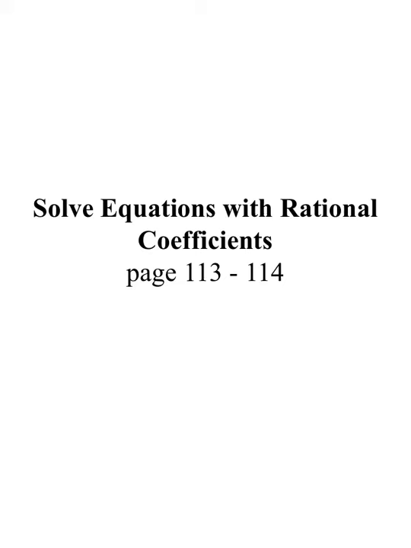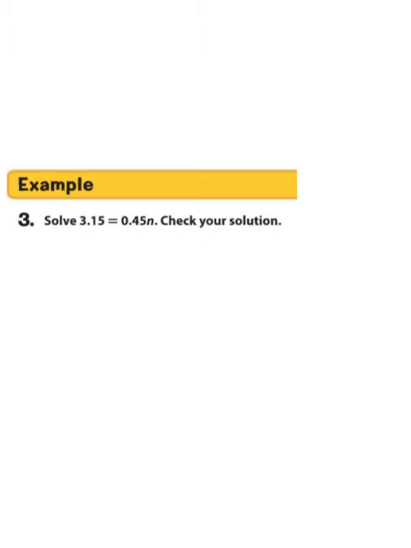All right, solving equations with rational coefficients. Now we're going to go ahead and work on examples 3 and 4. Let's jump into it. For example 3, it says solve 3.15 is equal to 0.45 times the value of n. We're going to check our solution. This is going to involve some good old-fashioned division using decimals.